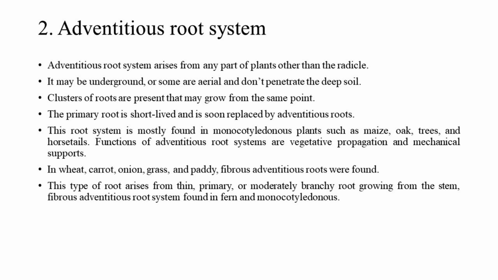Functions of adventitious root systems are vegetative propagation and mechanical support. In wheat, carrot, onion, grass, and paddy, fibrous adventitious roots are found. This type of root arises from thin, primary, or moderately branchy roots growing from the stem. The fibrous adventitious root system is found in ferns and monocotyledons.